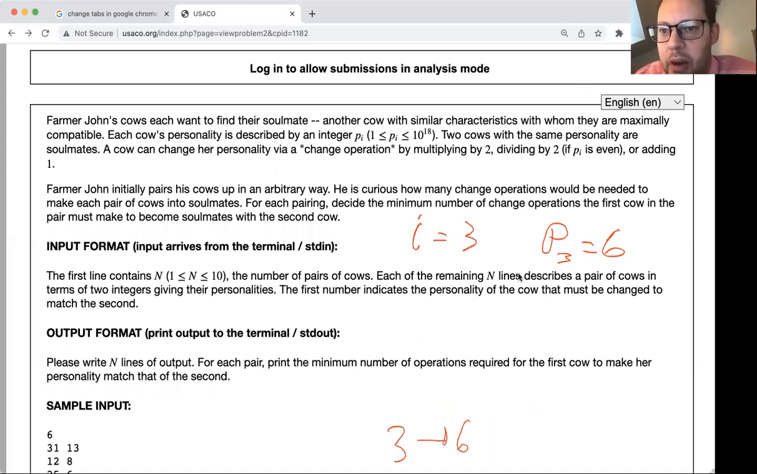Farmer John initially pairs up his cows in an arbitrary way. He was curious how many change operations would be needed to make each pair of cows into soulmates. For each pairing, decide the minimum number of change operations the first cow in the pair must make to become soulmates with the second cow. So we're trying to find the fastest way to get there. The first one has got to change to match the second one.